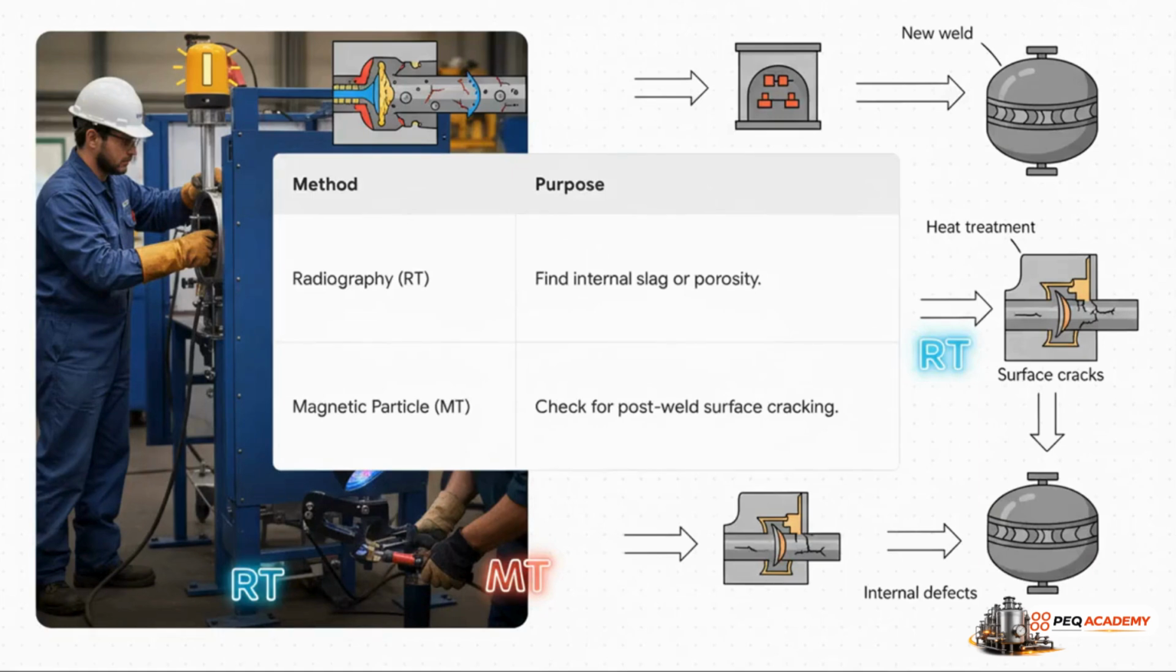Okay, how about a brand new weld? Totally different ballgame. Here, you're almost always going to use a combination of methods. You'll want RT, the X-ray, to look deep inside the weld for any junk like slag or porosity. That gives you your permanent quality record. But then, say the vessel goes for heat treatment. Well, that process can sometimes cause tiny cracks on the surface, so you follow up with MT to make sure the surface is sound. It's all about layering the techniques to cover all your bases.